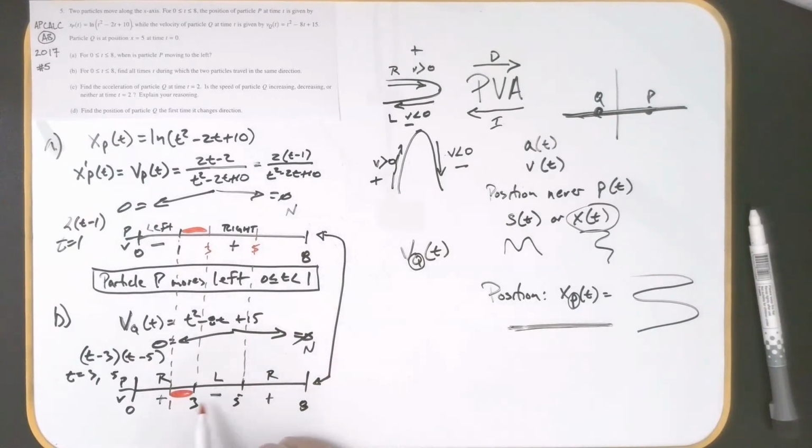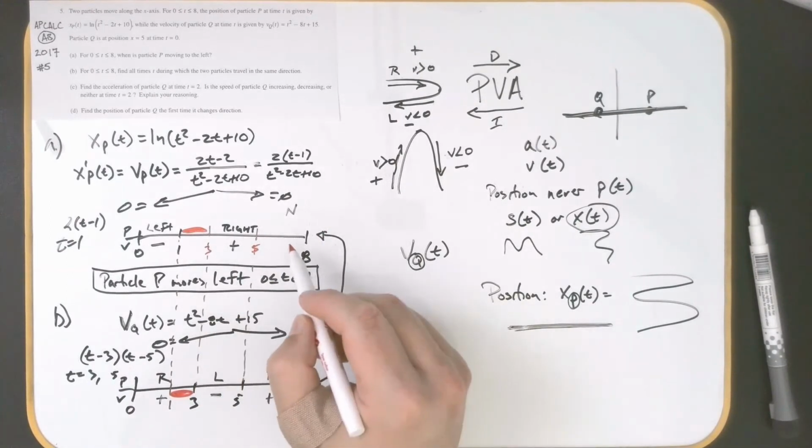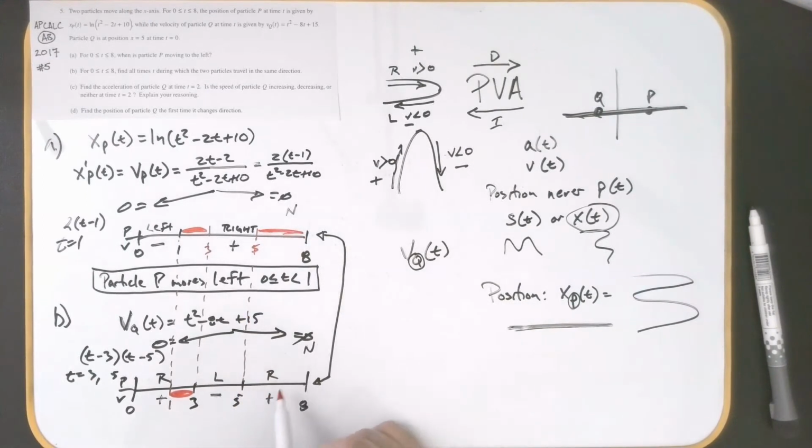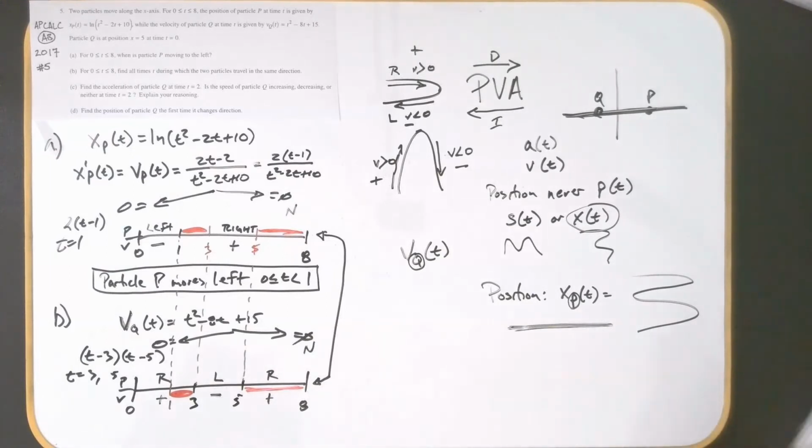Between 3 and 5, though, this one's going left, that one's going right, so that's no good. From 5 to 8, we're positive and going to the right, and this one was positive and going to the right. So it looks like we are good from this section and this section right here. Okay, now you could line those up closer, but that's basically what you want to do. You just want to analyze them that way.